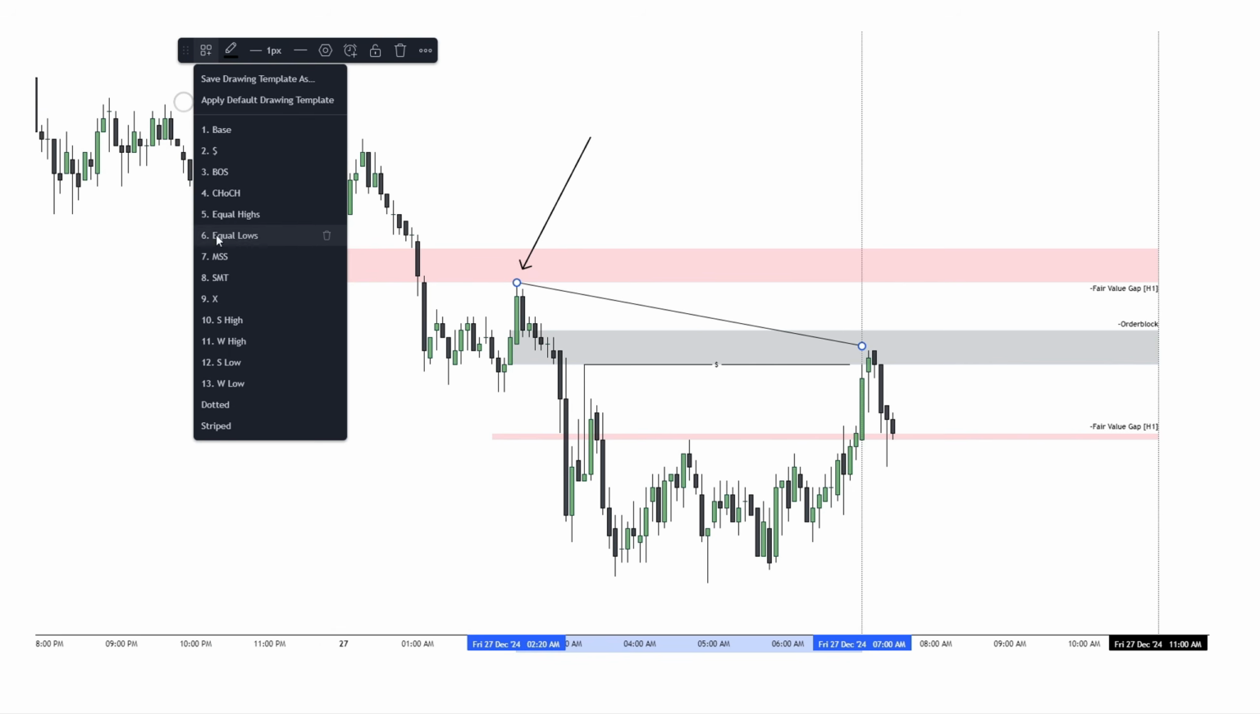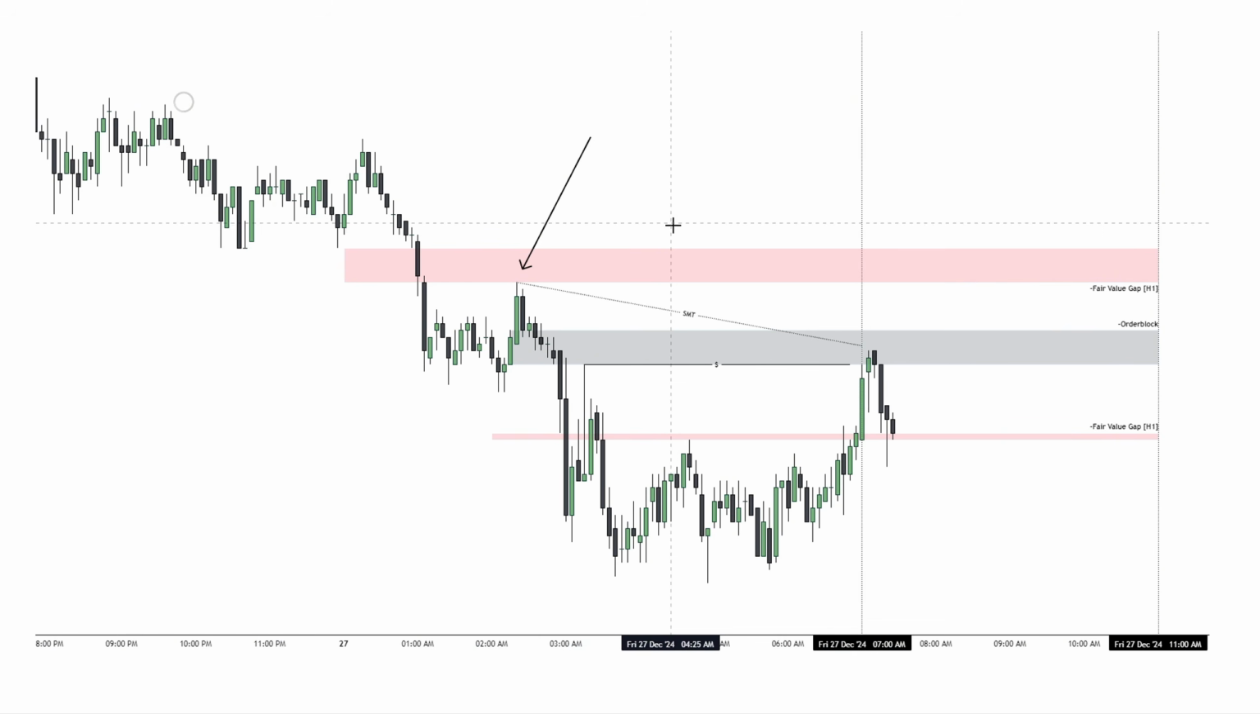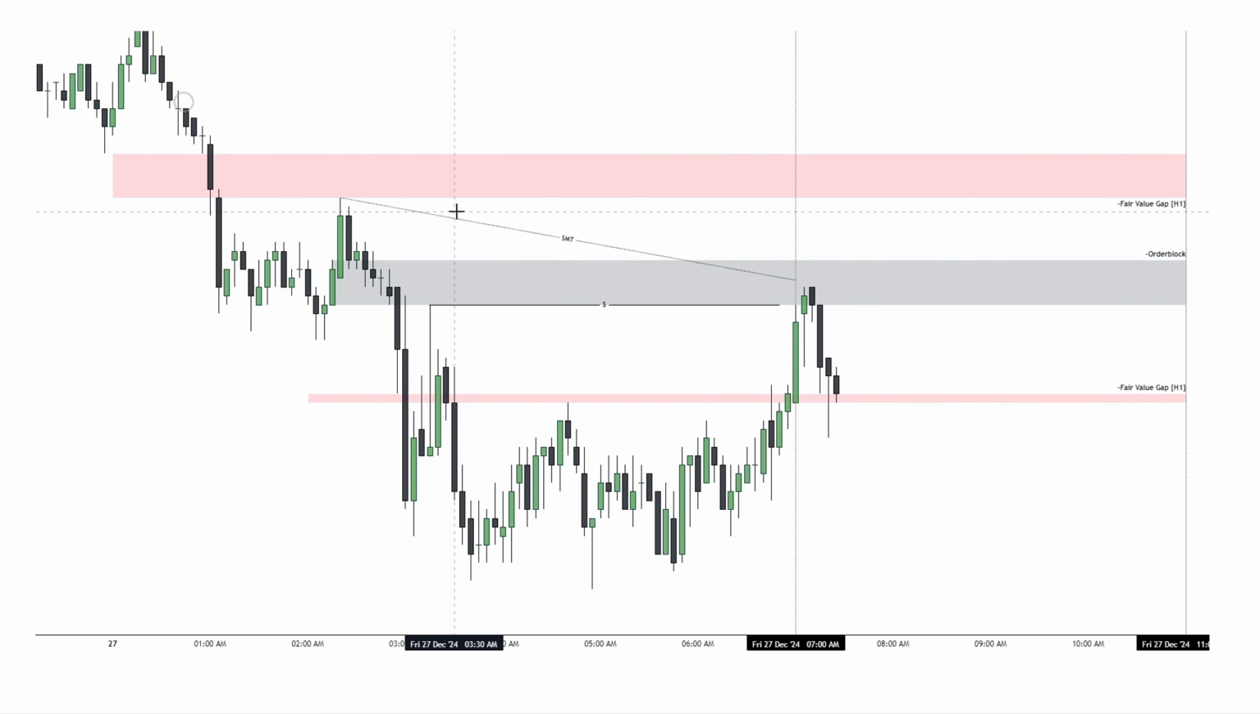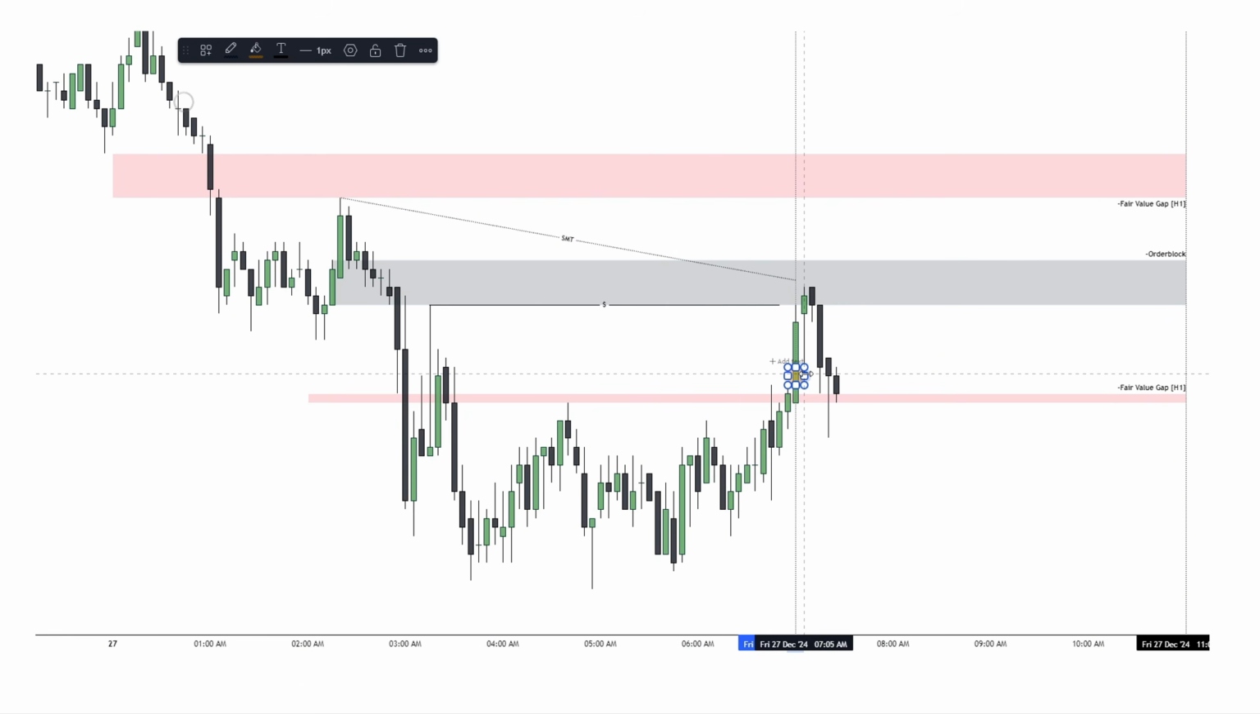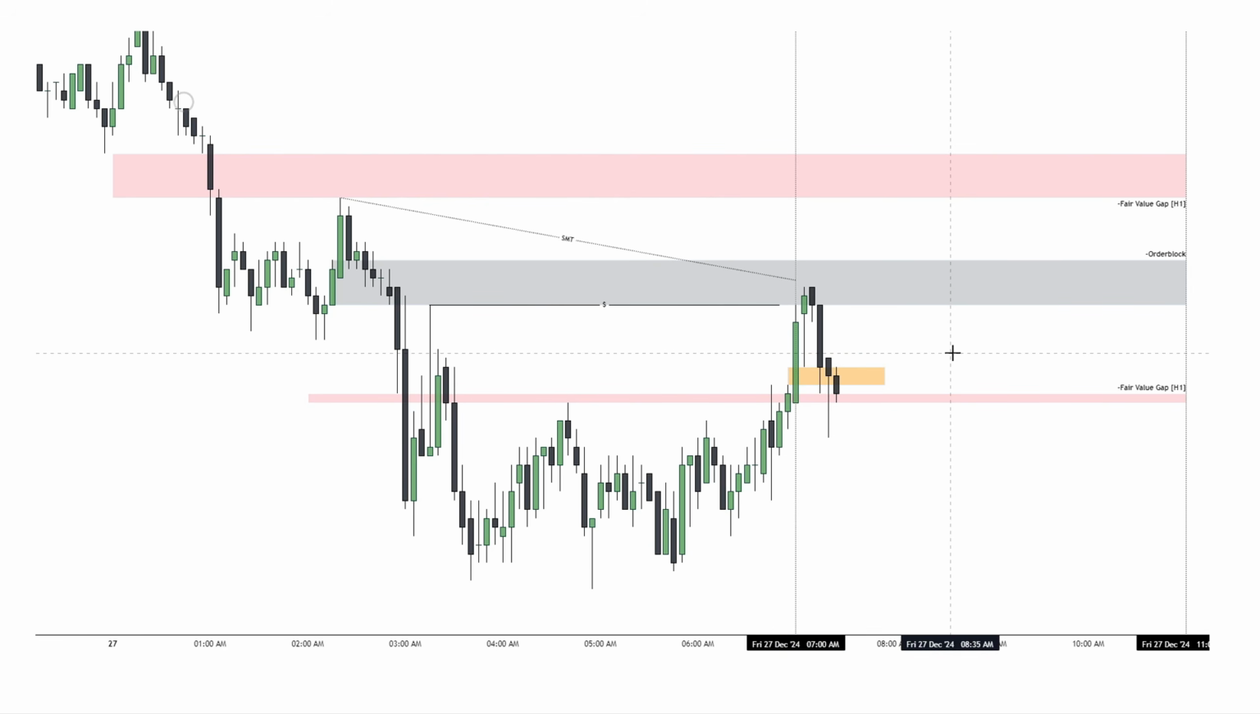So I'm going to identify this now as an SMT divergence. So we have an SMT divergence at this higher time frame point of interest. As well as we can see, after getting that SMT plus tapping into the higher time frame point of interest, we saw this drop to the downside, breaking back below this bullish fair value gap. This would classify as a CISD.